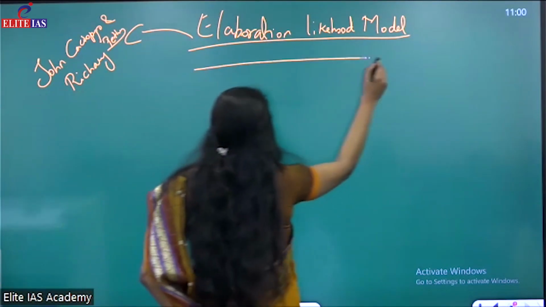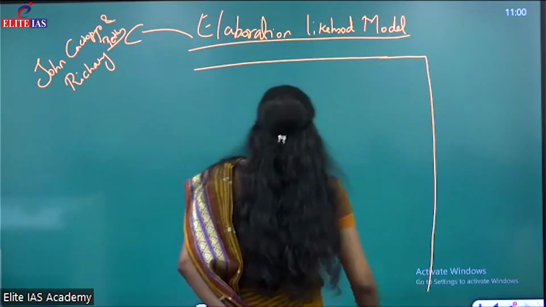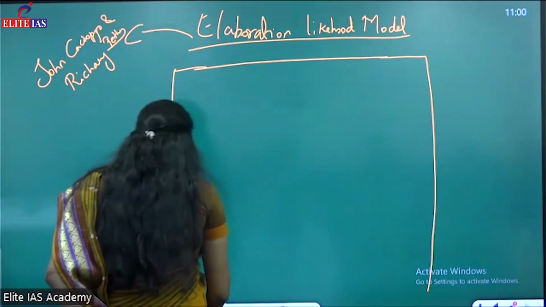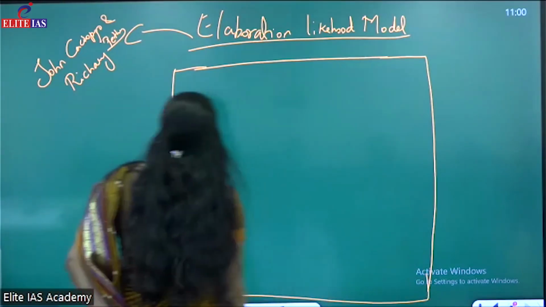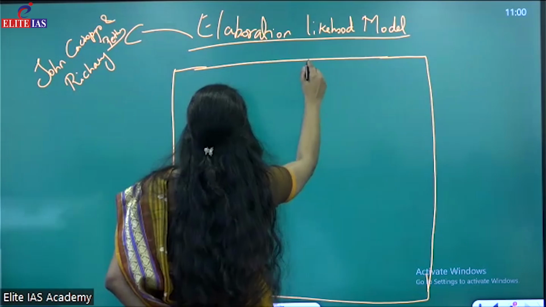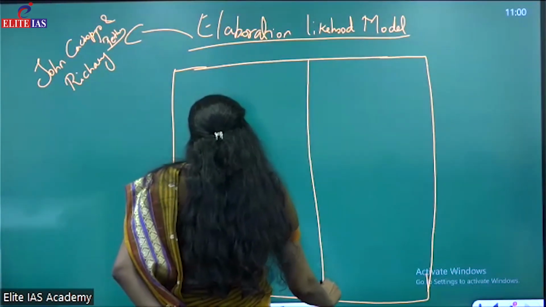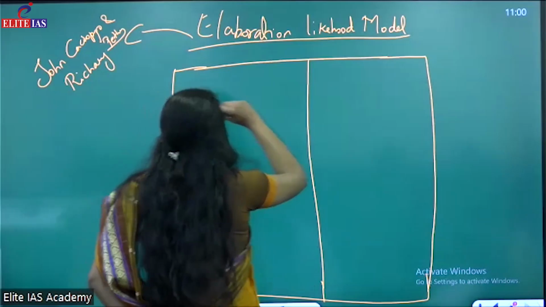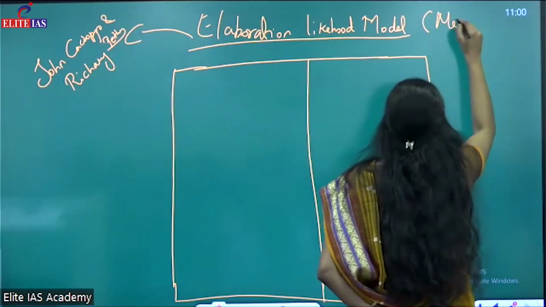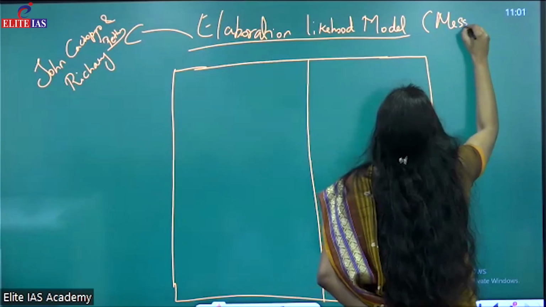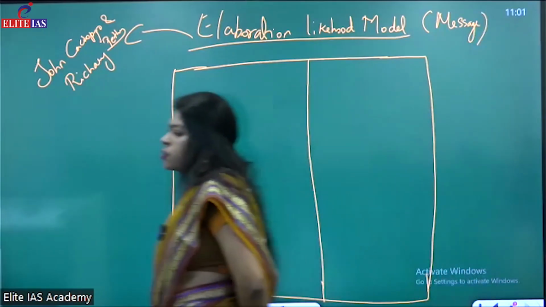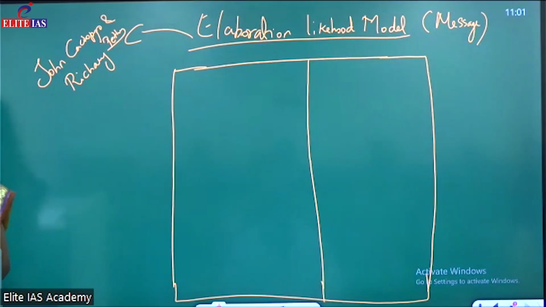I'm also drawing here. Just take it down. John Cacioppo. And another one is the heuristic processing model that we will see after this. Now we are going to deliver a message. So for this, we are going to consider two channels of communication. Richard Petty. Okay, so now draw this diagram. The cognitive approach.